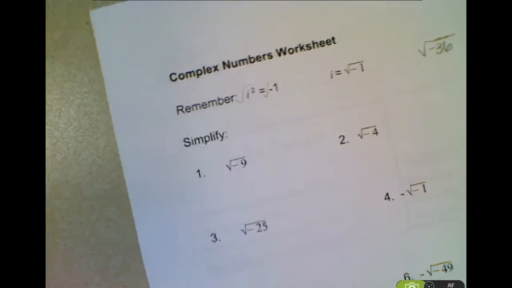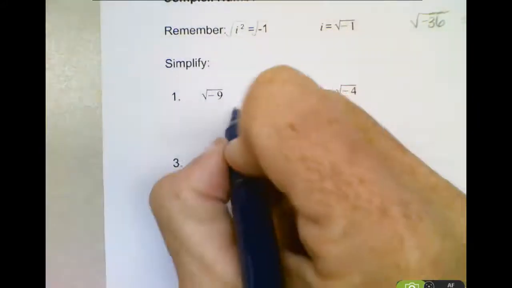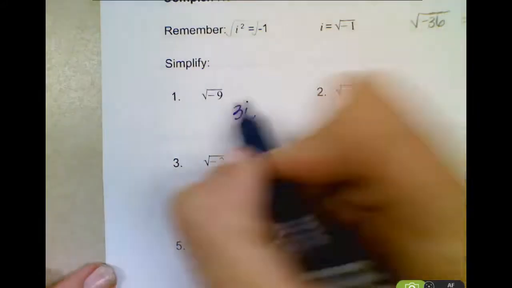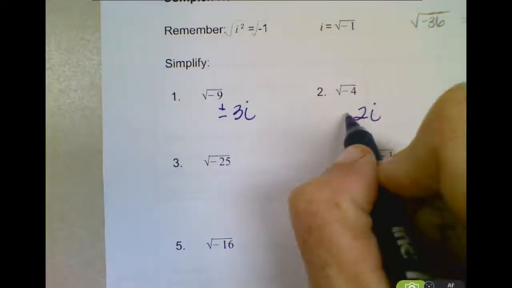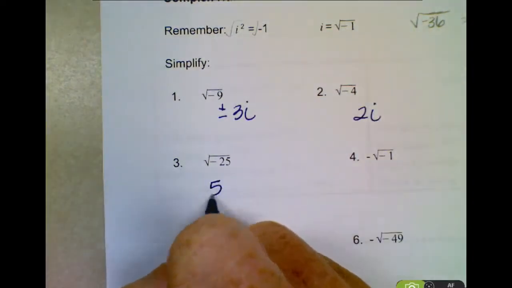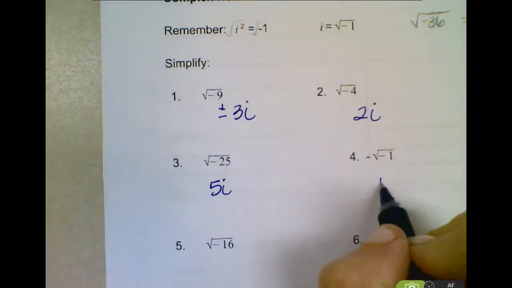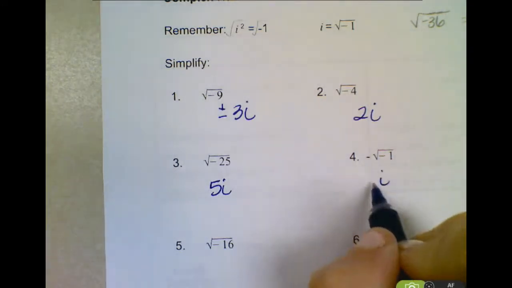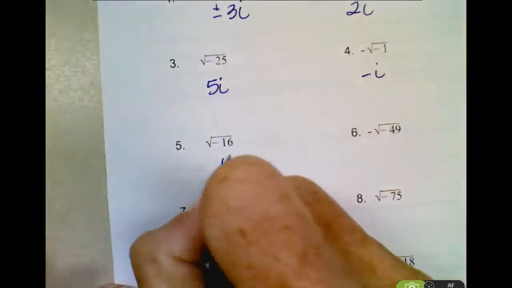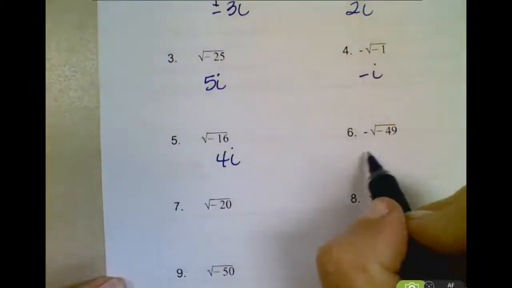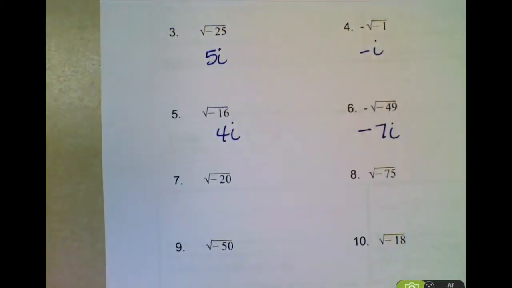Okay, checking your work. Number 1 would be 3i, and I'm going to assume you know that all of these are plus or minus. Number 2 would be 2i. Number 3 would be 5i. Number 4, the negative is on the outside, so it would normally just be i, but because the negative is in front of that radical, it would be -i. Number 5 is 4i. Number 6 is -7i. Again, you have a negative before the radical.